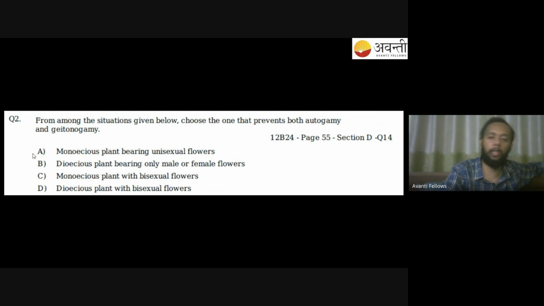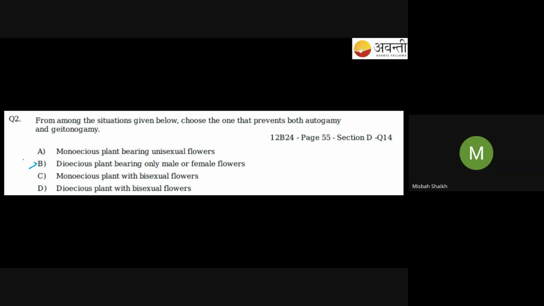So you have a situation in front of you. You have to tell me which is going to prevent the autogamy and geitonogamy. So for this you have to raise your hand. इसके लिए हैंड रेज करना पड़ेगा, इसके लिए आंसर मैं लेसन लूंगा। कौन सी सिचुएशन के अंदर यू कैन अवॉइड द बोथ द थिंग्स? टेल अस शिखा, क्या होगा इसका आंसर? सर ऑप्शन बी। ऑप्शन बी यहाँ पे कह रहे हैं। मिसबा आपको क्या लग रहा है? Option B. Yes, option B is going to be the correct answer.